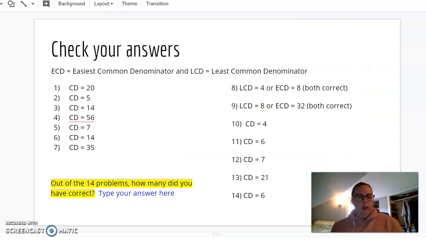Okay, so then this is where you checked your answers. So then yes, 10 and 12 I got a lot of questions about, and it was usually just from people not being sure what to do with the whole number.